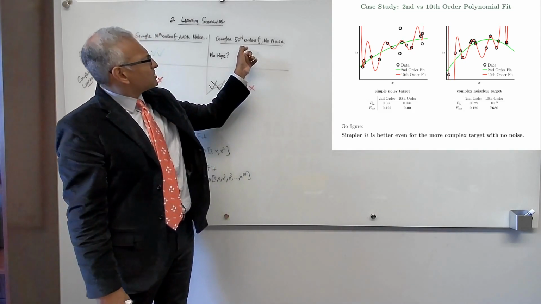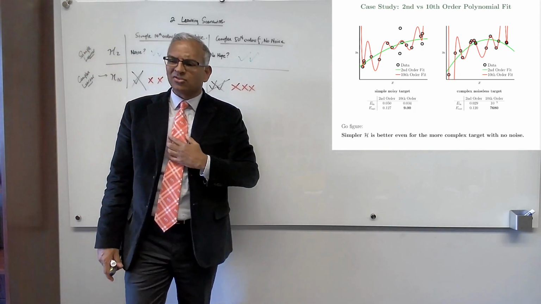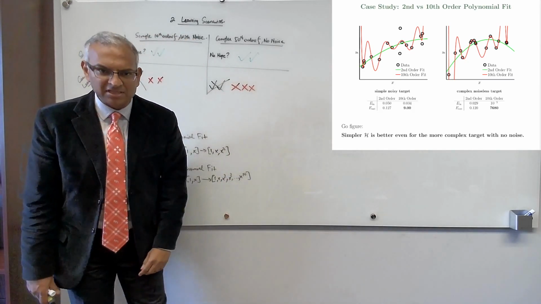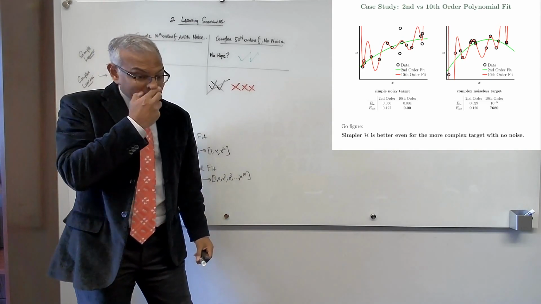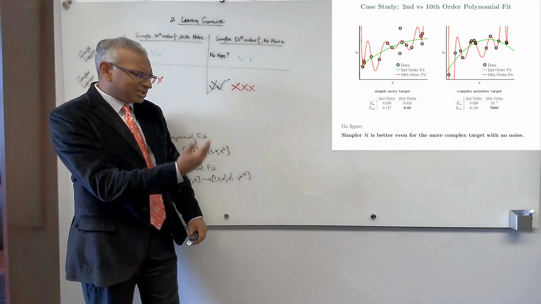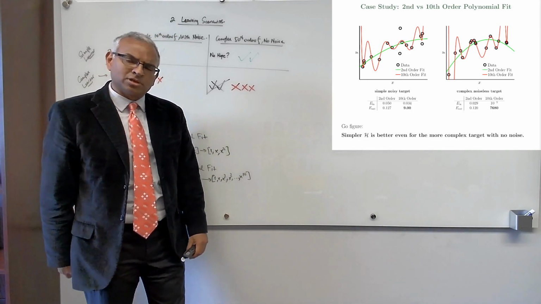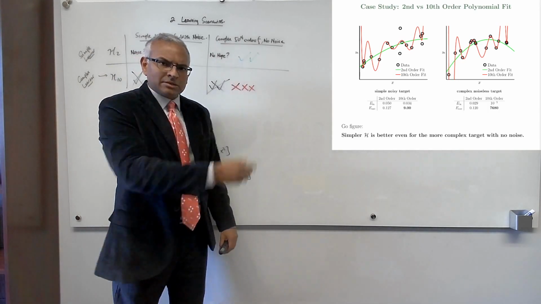You know what? If it was a 10th order target function with no noise, I would certainly use the 10th order fit. The boss says, yeah, that makes sense. There's no noise. The 10th order fit will exactly capture it. It's uniquely determined as long as I have at least 11 data points. I can uniquely pin down a 10th order polynomial. And so if there's no noise, you'll get me the target function.